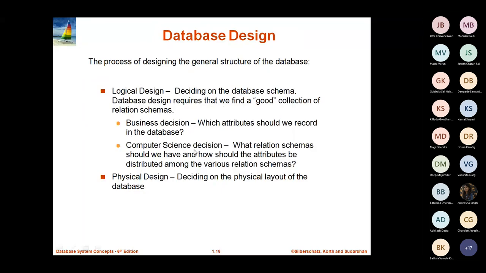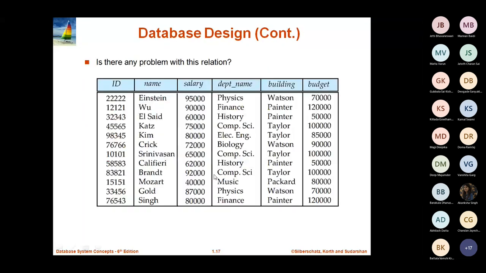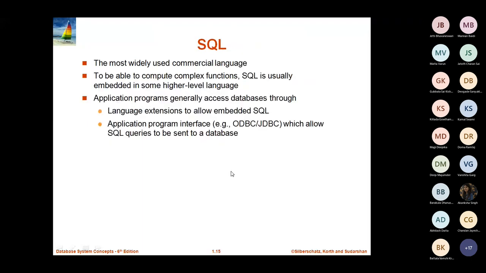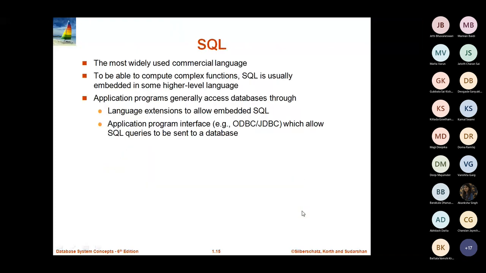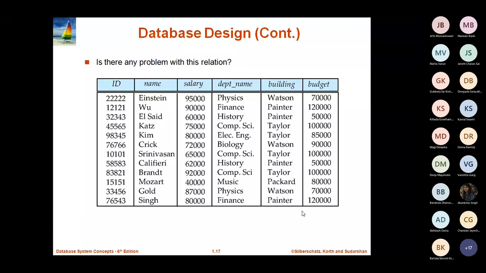So that is what we'll try to do. Just to give you a final example of database design, if you look at this design, we had 4 columns in the first table and 3 columns in the second table, of which the column department name is in both tables. Now, instead of these 2 tables, if we came up with a design where we had all 6 columns in a single table, what do you think of this design? Is there any problem with this relation?